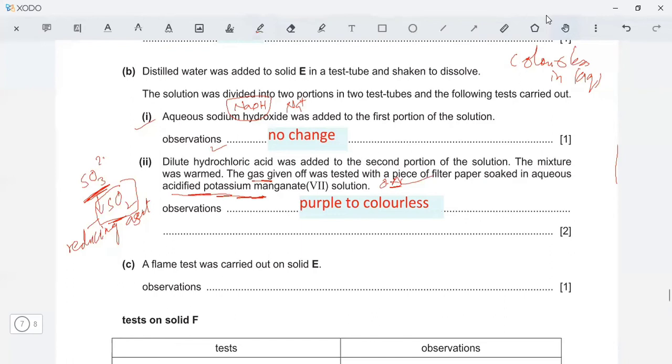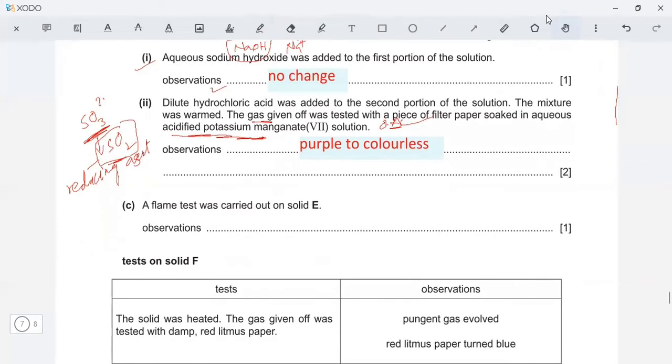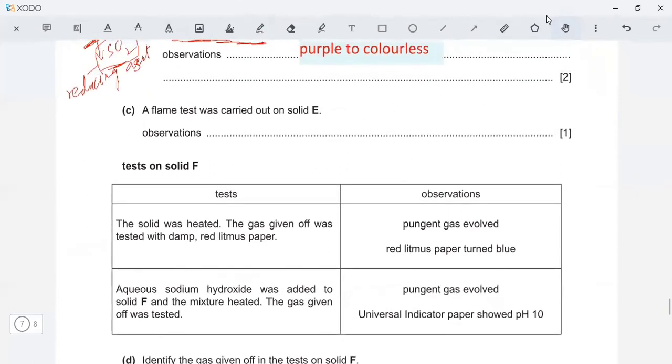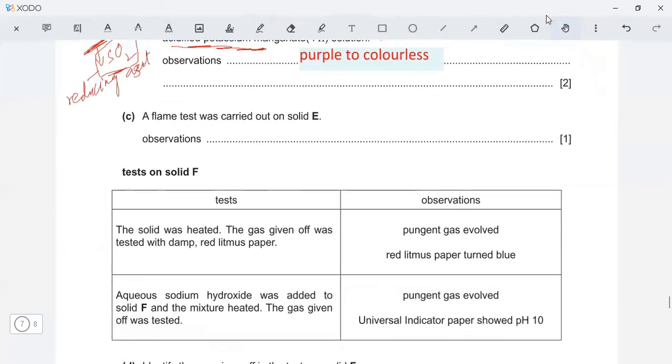Is it clear? What happens in sulfite? If you heat it, it forms sulfur dioxide gas. That sulfur dioxide gas is a reducing agent, so it can reduce oxidizing agents like potassium permanganate solution, and the color changes from purple to colorless. That is why we use potassium permanganate for the test of sulfur dioxide. If there is sulfur dioxide, the color changes from purple to colorless.